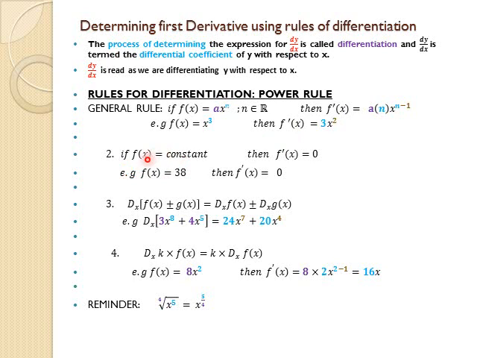Second, we need to understand that if we're given a constant, meaning 38, no value of x or y, no variable, then the first derivative of that is 0. So the first derivative of 38 equals 0.